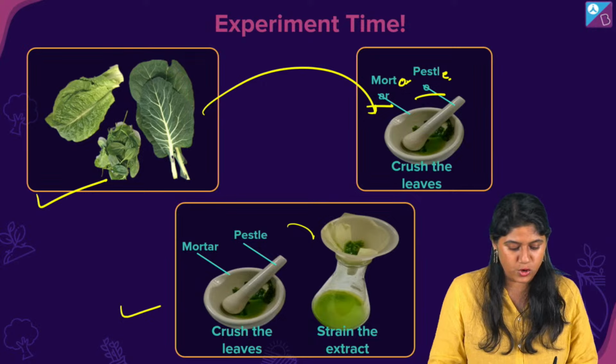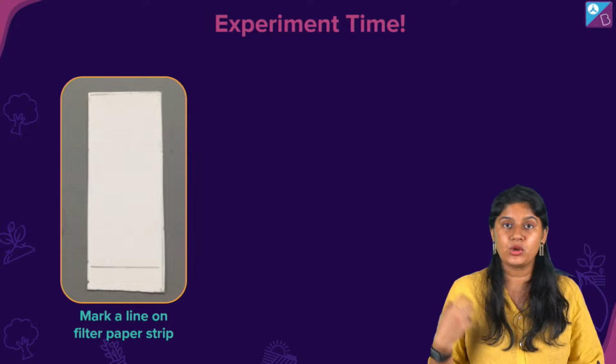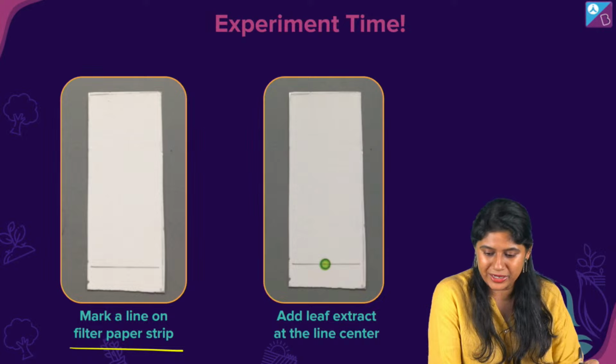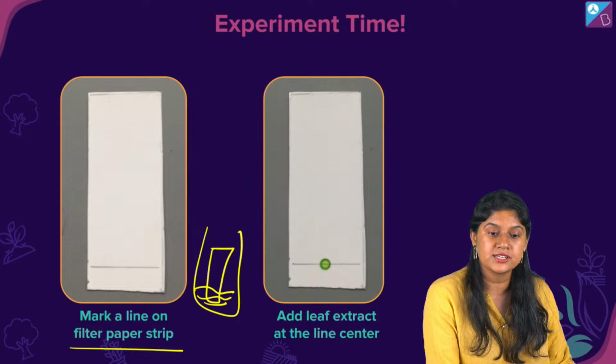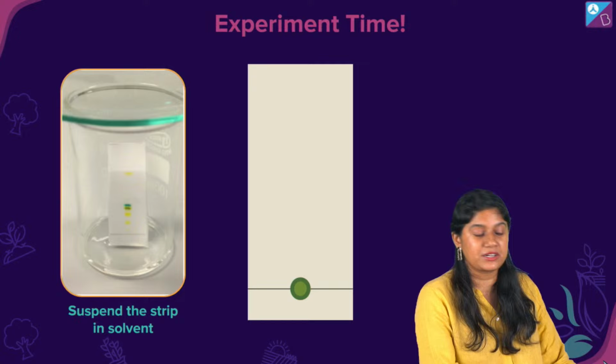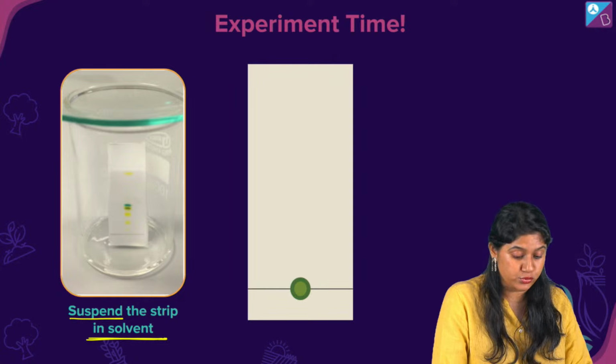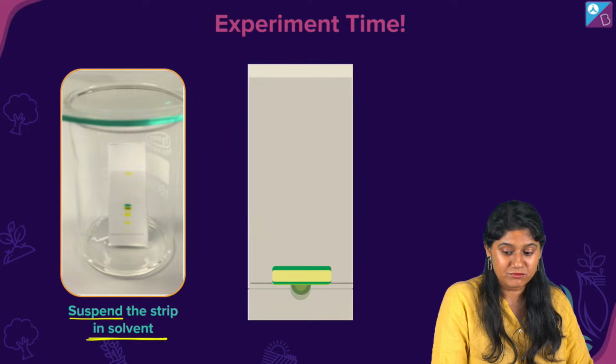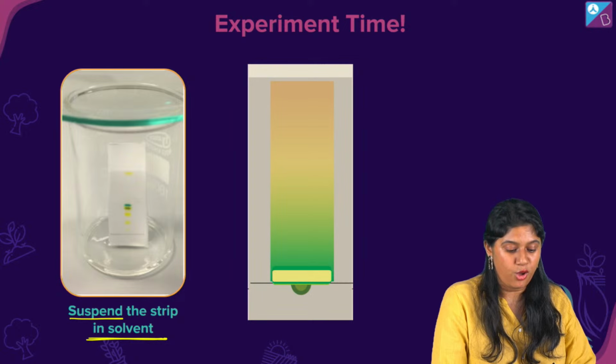Now, we will set it up in such a way. We'll take a filter paper and keep it in the tube, basically in a jar like this, and we'll add the solution, and we have this strip over there. Over a period of time, we have the solvent over here, and we will see the different colors coming up, from green to yellow, everyone.